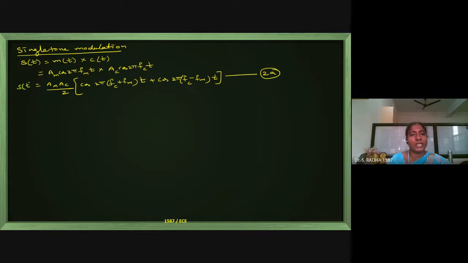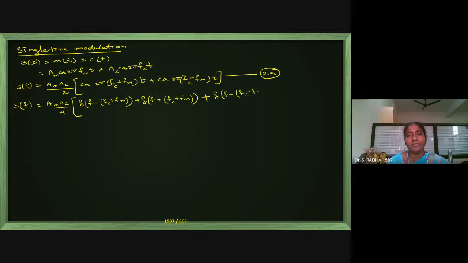For the frequency domain, I will just write the equation. Am Ac by 4 times delta of f minus fc plus fm, then delta of f plus fc plus fm. One cosine is completed. I write it as two terms, and the divided by 2 is taken outside the bracket, so Am Ac by 2 is there, and I have written divided by 4 because one cosine is written as two deltas. Now the second cosine: delta of f minus fc minus fm, and then delta of f plus fc minus fm.